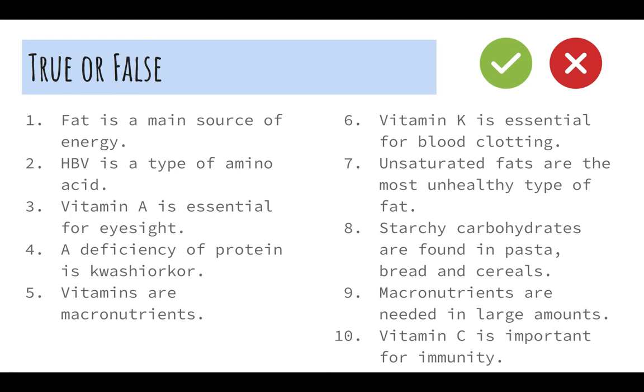Number 7, unsaturated fats are the most unhealthy type of fat. Number 8, starchy carbohydrates are found in pasta, bread, and cereals. Number 9, macronutrients are needed in large amounts. And number 10, vitamin C is important for immunity. True or false?